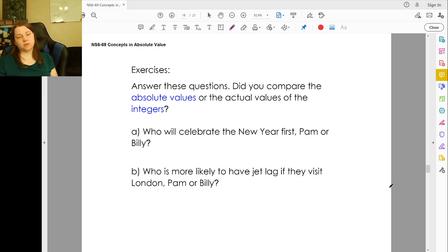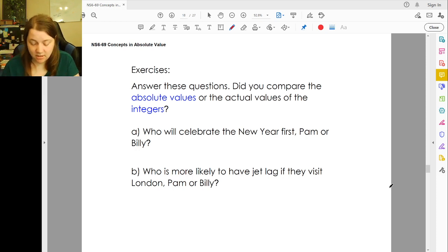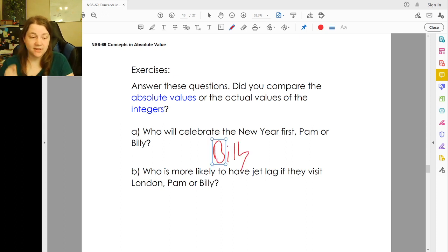So who's going to celebrate New Year's first? Well, that's going to be Billy. Who's more likely to have jet lag? That's going to be Pam, because Pam is further away and has more to adjust to.